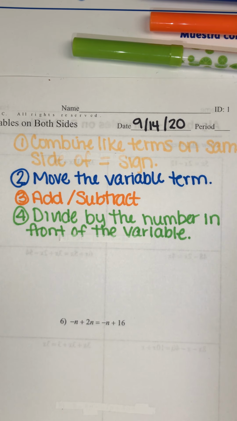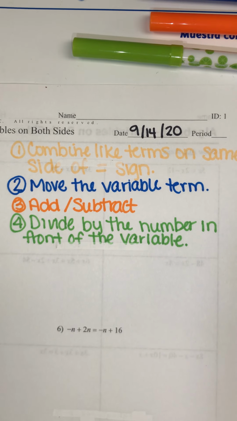First, you're going to combine like terms on the same side of the equal sign. Then you'll move the variable term to one side, whether it's the left or the right, it doesn't matter. Then step 3 will be add and subtract to get rid of whatever's being added or subtracted to the variable term. And then step 4 is to divide by the number in front of the variable.